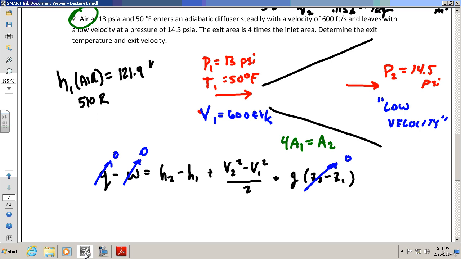So the H1 is going to be 121.9. And that's BTU per pound mass. Be careful. That's not kilojoules per kilogram, right? We're in English units. So it's BTU per pound mass. Okay. And I know what V1 is, right? V1 is given to me as 600 feet per second.